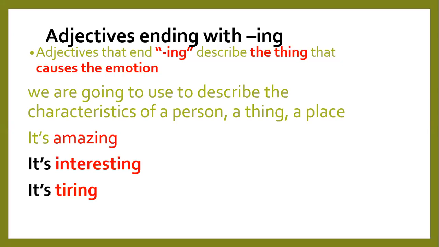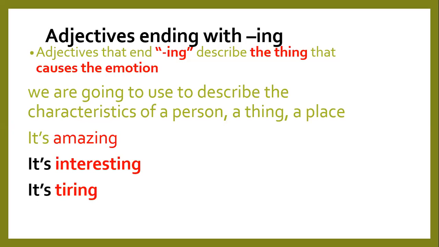Okay. Adjectives ending with ing. Adjectives that end in ing describe the thing that causes emotion. We are going to use them to describe the characteristics of a person, a thing, or a place. For example, it's amazing, it's interesting, it's tiring. We are going to use the adjectives with ing to describe the characteristic of a person, a thing, or a place.